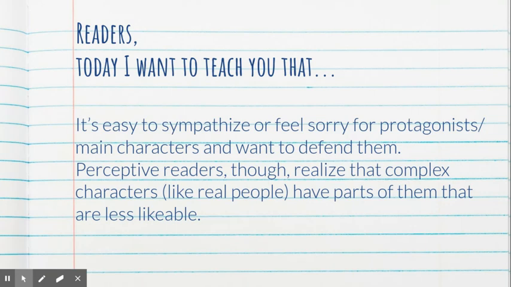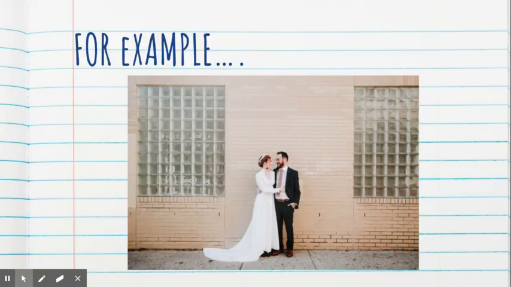So, readers, today I want to teach you that it's easy to sympathize or feel sorry for the protagonist, the main character, and want to defend them. Perceptive readers, though, realize that complex characters, just like real people, have parts of them that are less likable. This is especially true of the characters that we're rooting for. They are going to have less likable traits.